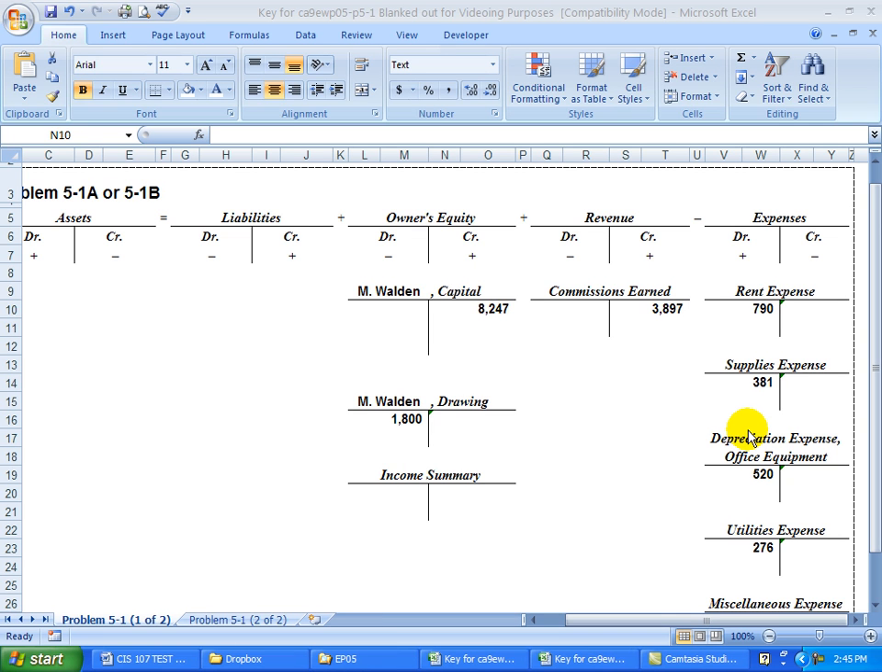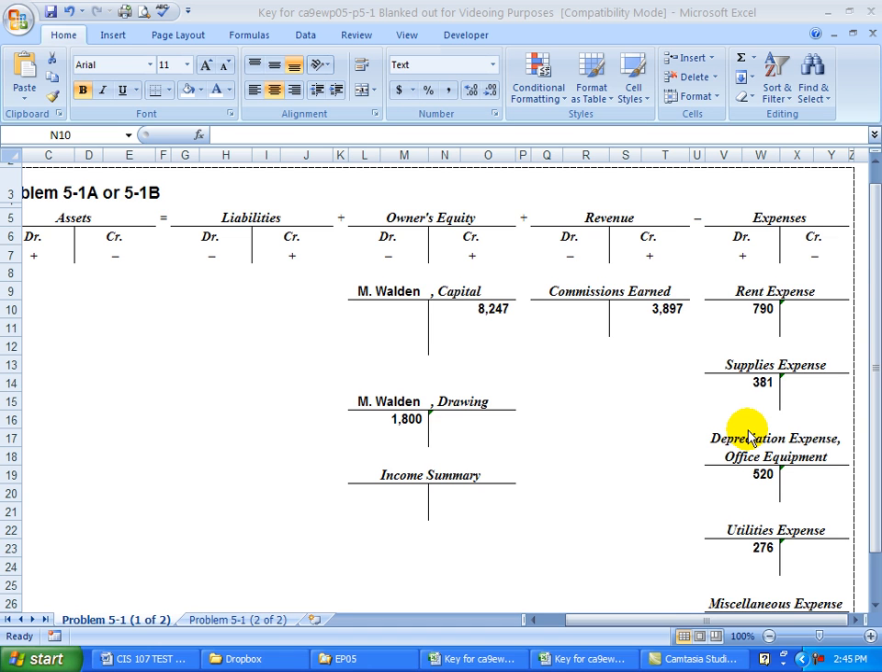This is problem 51A that's on page 174 in your textbook. I'm going to go ahead and do the closing entries. A good way to remember the closing entries is to think of a four-letter word, R-E-I-D, and I sent you a handout the other day.